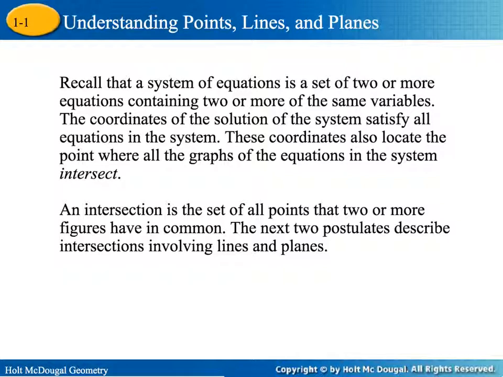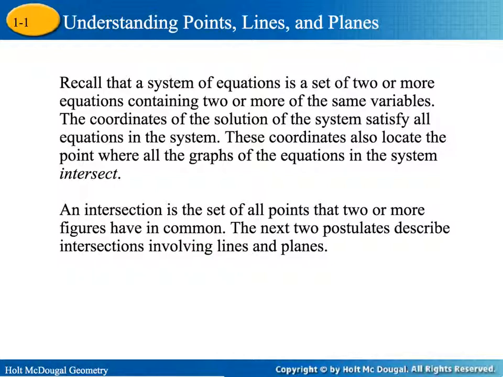Okay, so recall that a system of equations is a set of 2 or more equations containing 2 or more of the same variables. So this is kind of like your systems of equations that we did in Algebra 1, where you're solving for an x and a y. The coordinates of the solution of the system satisfy all the equations in the system. So in your system of equations, you found your x and you found your y, and that worked for both. So those coordinates lie on a graph where the equations in the system intersect. So in geometry, an intersection is the set of all points that 2 or more figures have in common.